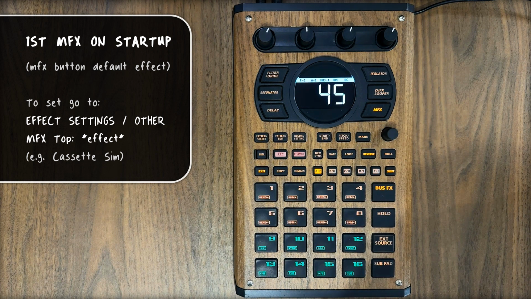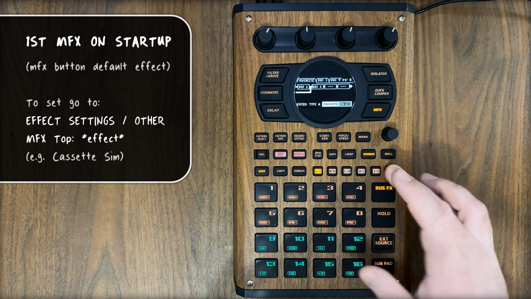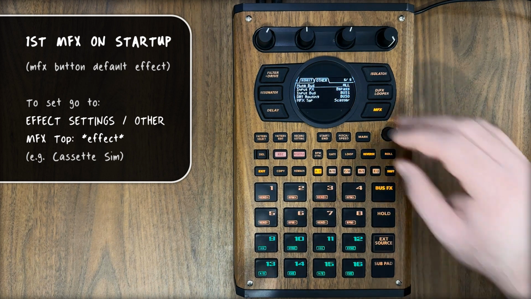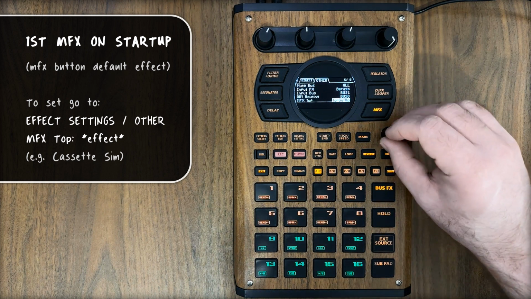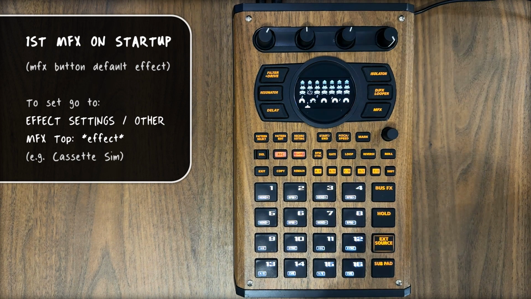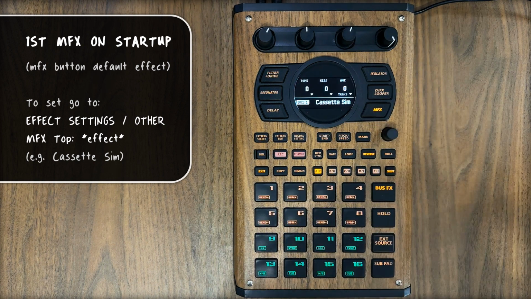So for example, if I want a cassette sim to be the first MFX, I hit Shift plus pad 16 to open up effects settings, scroll across to other, and change MFX top to cassette sim. Now when I turn on the 404 and hit MFX, cassette sim.